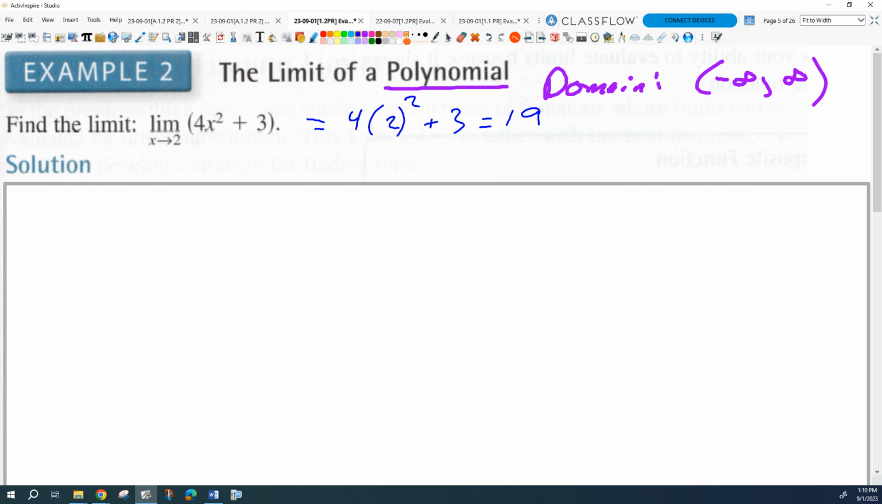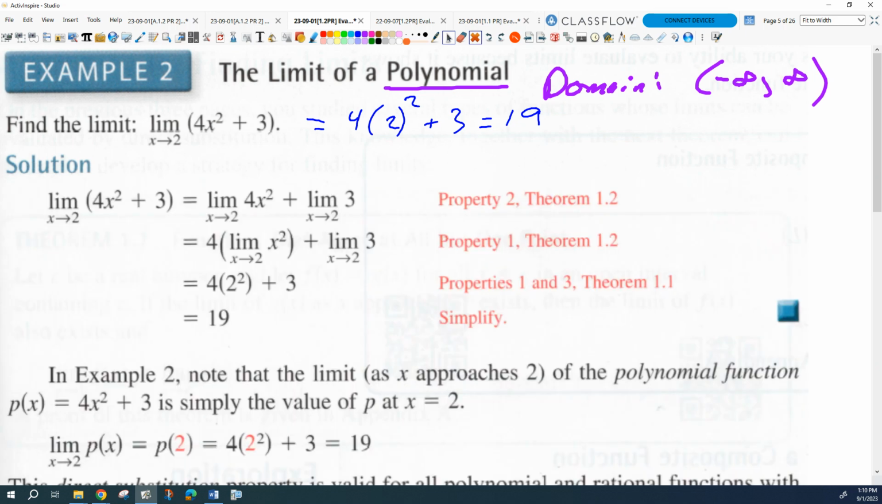Okay, and that's what we got, right? There's a bunch of properties that you didn't even think about that are just completely intuitive, but you used them without even thinking about it, which is good.